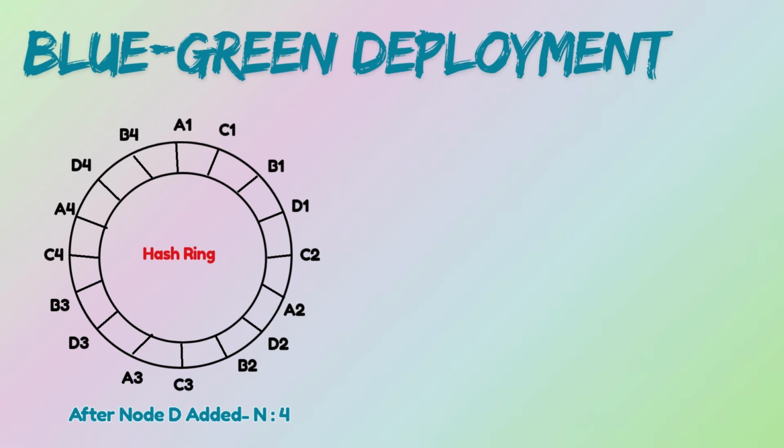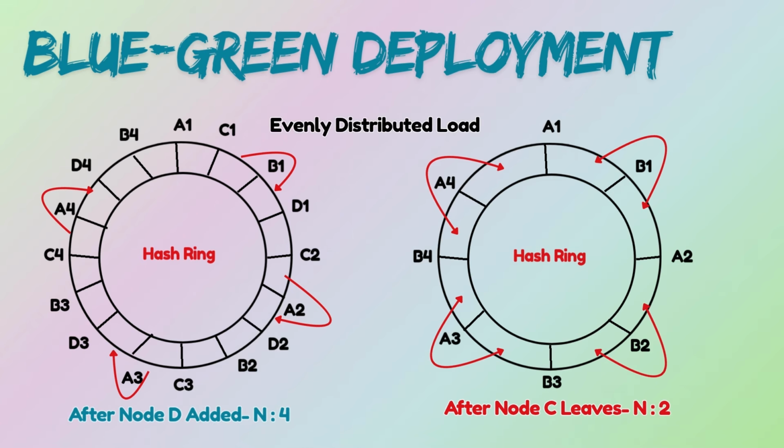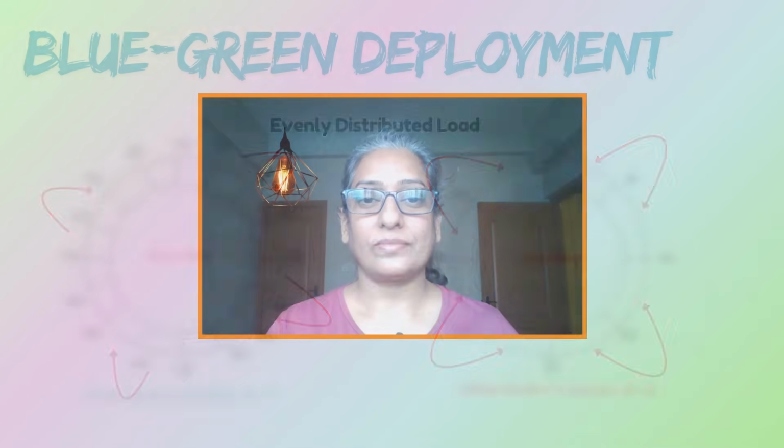Now, visualize this hashing in motion. As new nodes join, small portions of data shift. When a node fails, its token ranges are taken over by others. The load stays evenly distributed. This mechanism makes Cassandra both highly available and horizontally scalable. No single point of failure and no painful rebalancing.